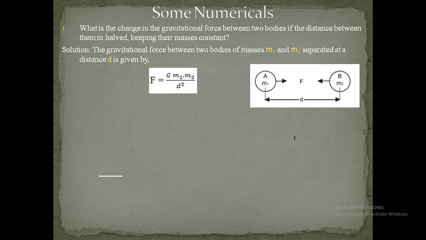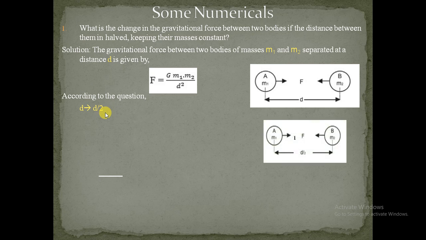Now the condition is given in the question. According to the question, the distance between the two bodies is halved. Means the distance becomes d upon 2. If we divide the distance by 2, we'll get half. So the distance is halved here. So you can just see the figure.